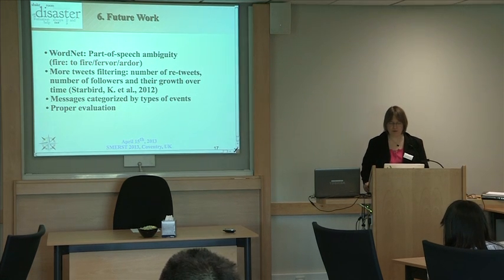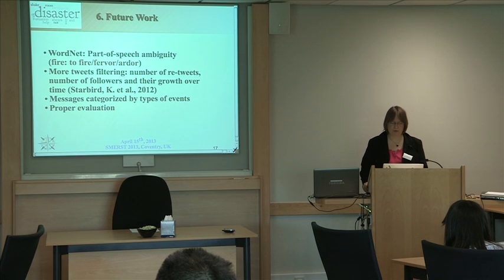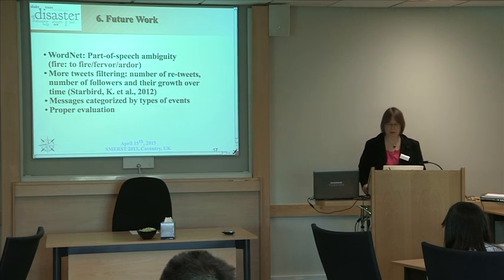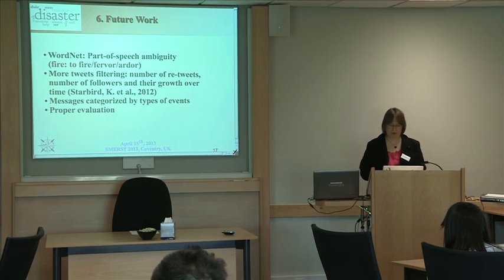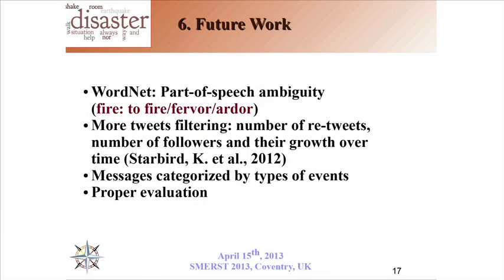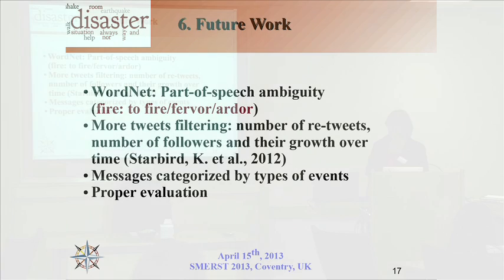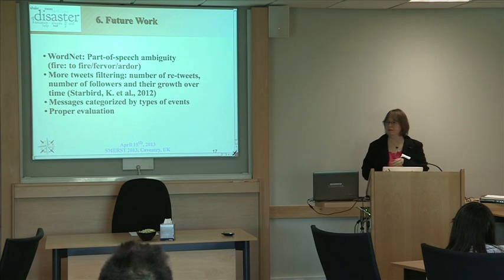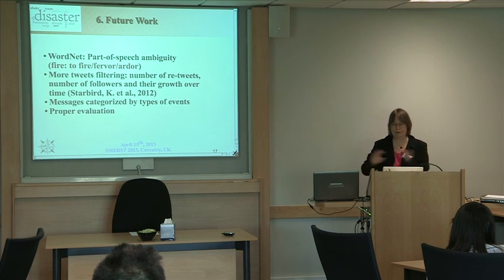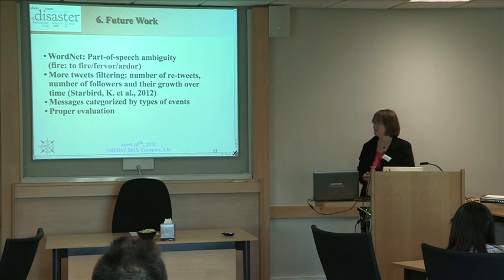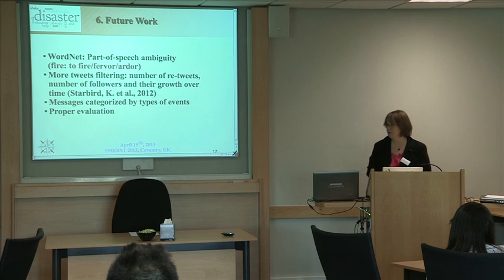In addition, we want to do more Twitter-based filtering. Here we would like to follow the University of Colorado approach: number of retweets, number of followers, and their growth over time. We also plan to have some way of categorizing messages by types of events. If you have earthquakes, they all go one way, if you have floods, another way, etc. So we need proper terminological resources for that.